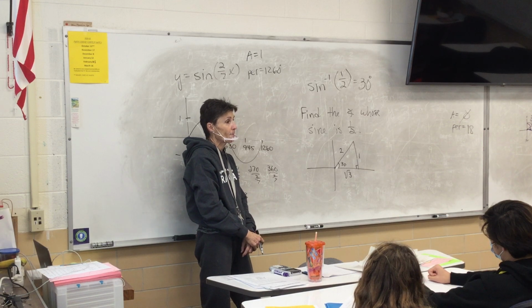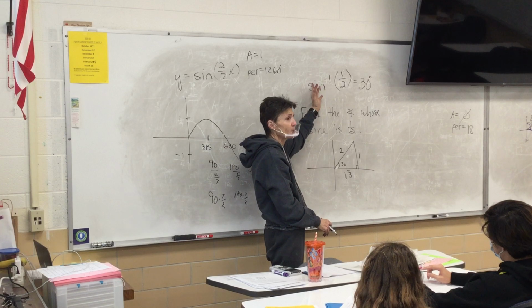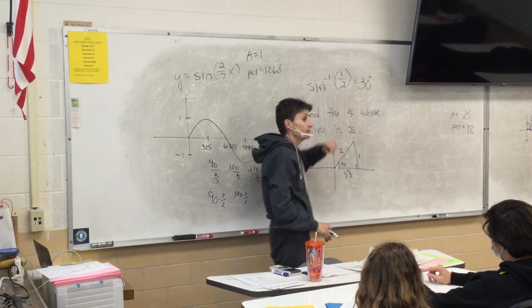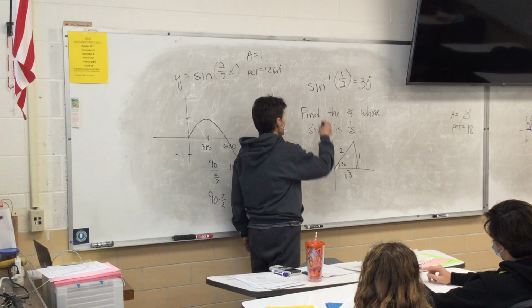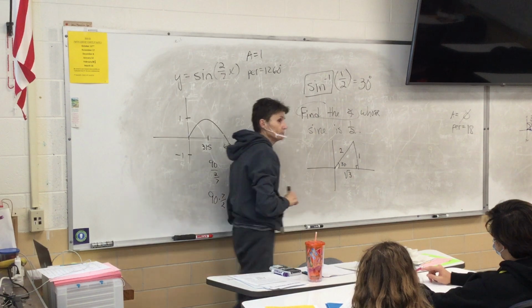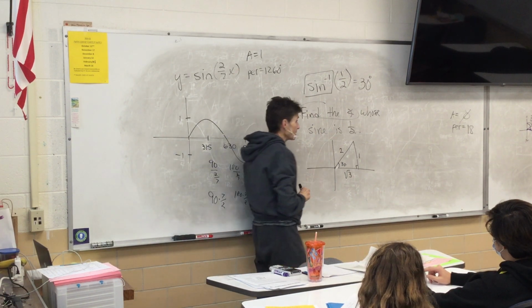Ethan? What is the negative exponent? It's not an exponent. That is the inverse notation. That's on my calculator, second sine. Yeah. And anytime this notation is involved, you're finding an angle. Whoa. All right, next one.